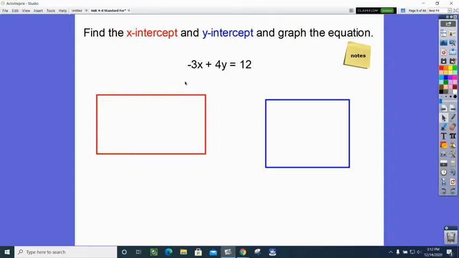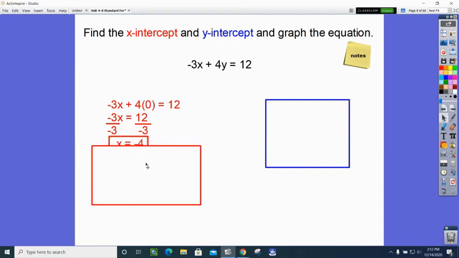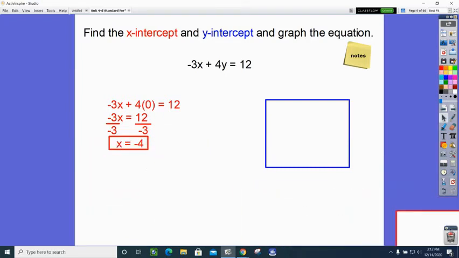Okay, so what is the x-intercept? X-intercept means that you're going to let y equal 0. I mean, this is the math. So this term is basically going to disappear, right? So this disappears. You divide both sides by -3, and you'll get the x-intercept of -4. You're going to go on the x-axis and put a point at -4, and you're starting your line.